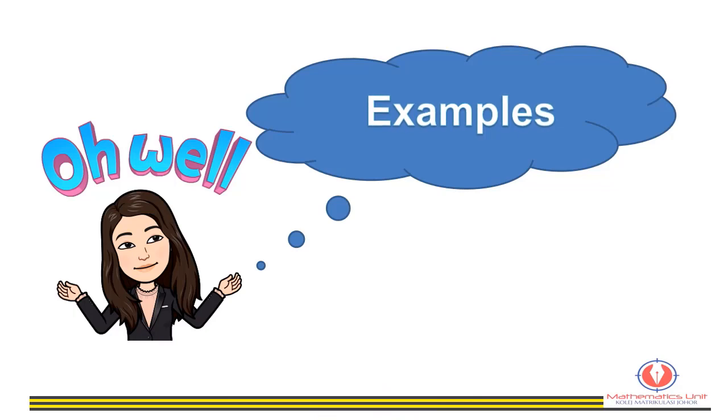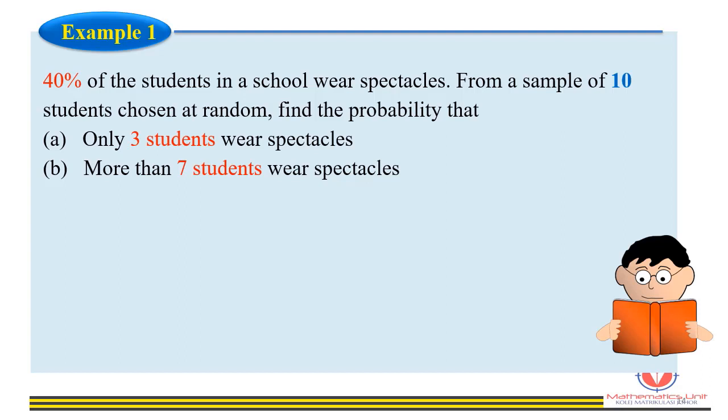Let me show you some examples of binomial distributions. Look at example 1. We have 40% of the students in a school wearing spectacles. From a sample of 10 students chosen at random, find the probability that A, only 3 students wear spectacles, B, more than 7 students wear spectacles. This is a binomial distribution.